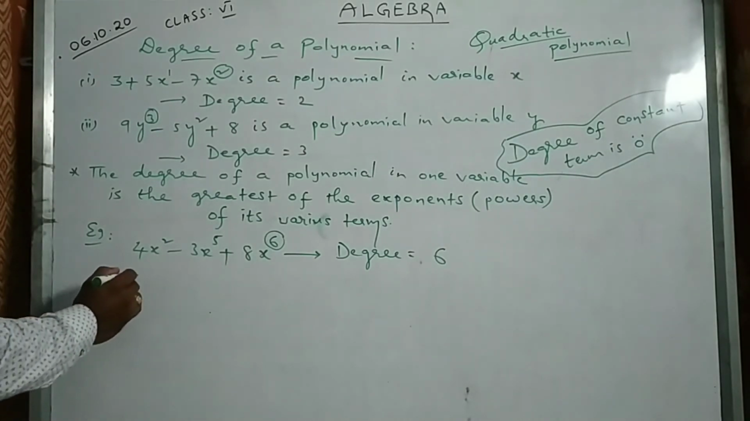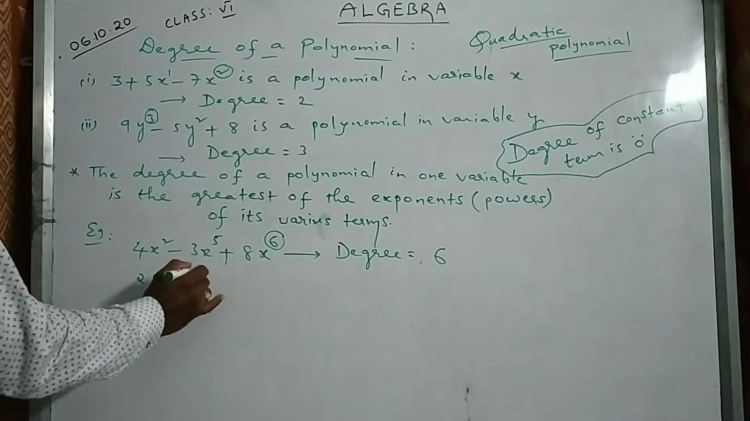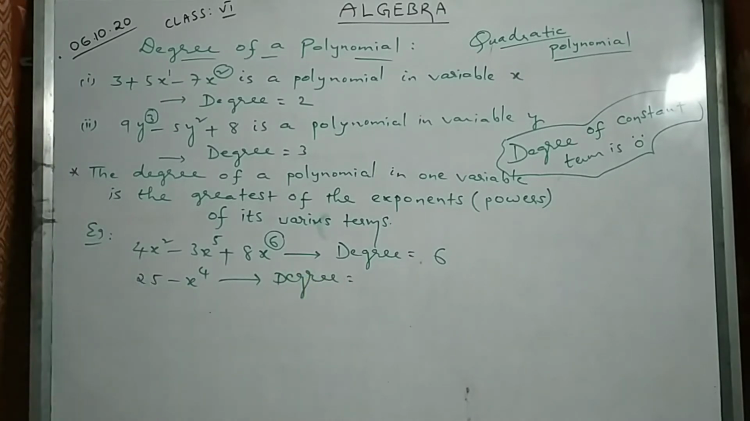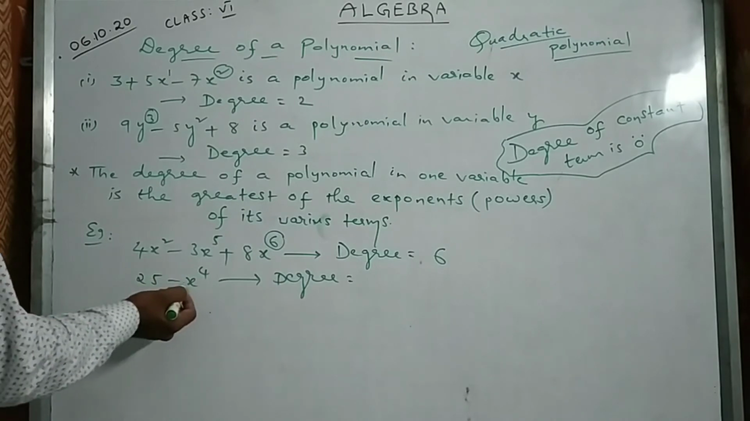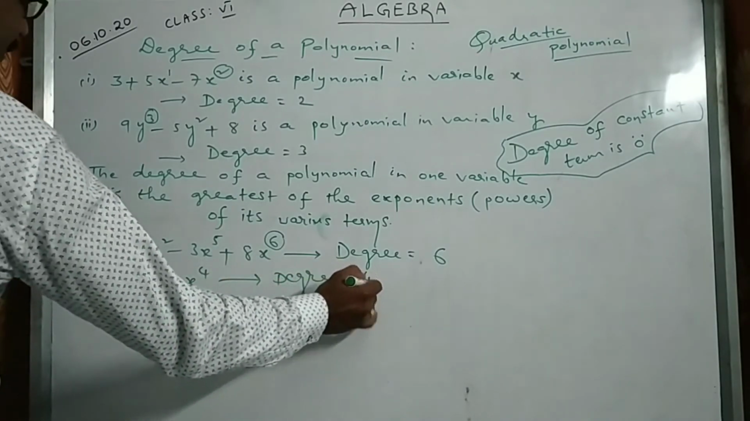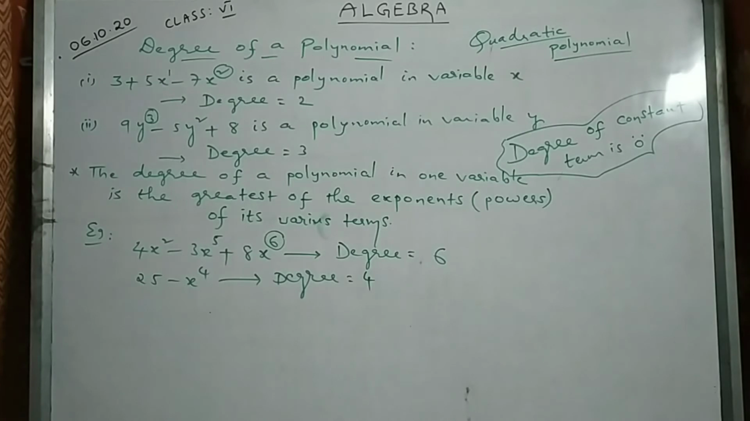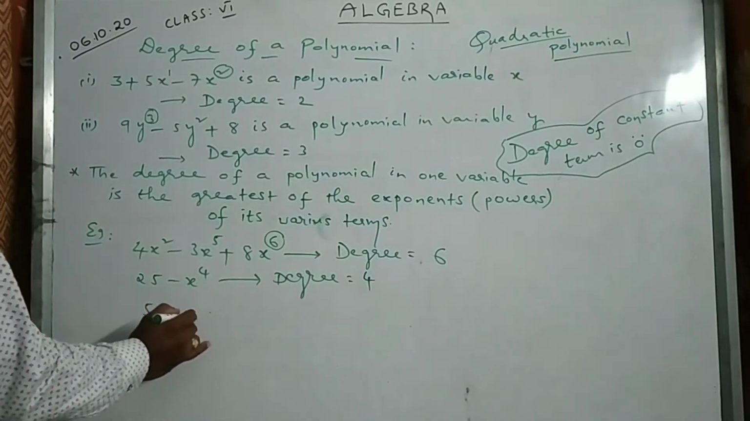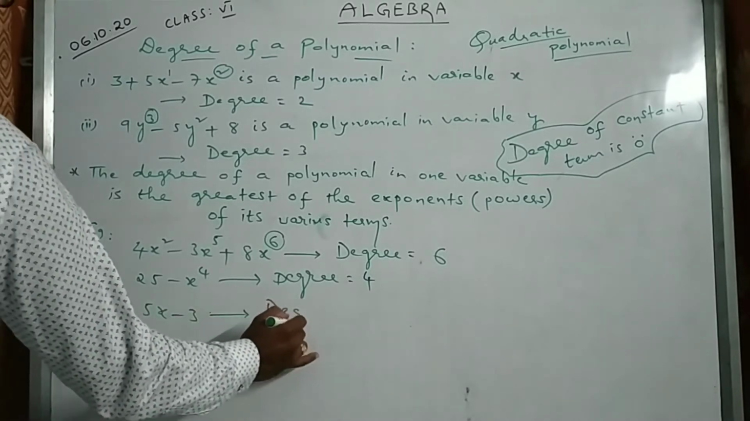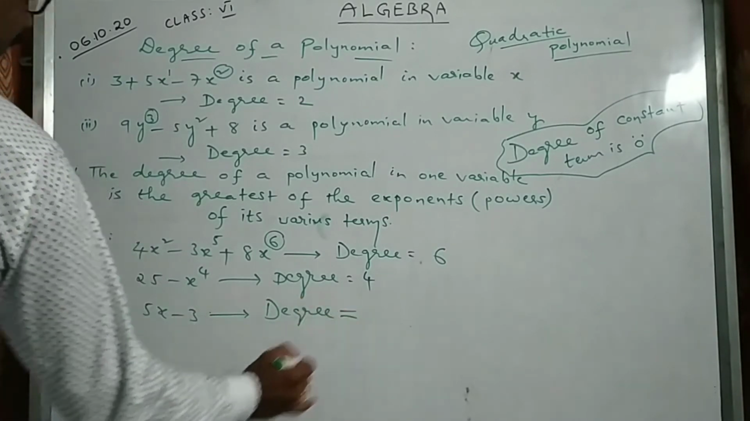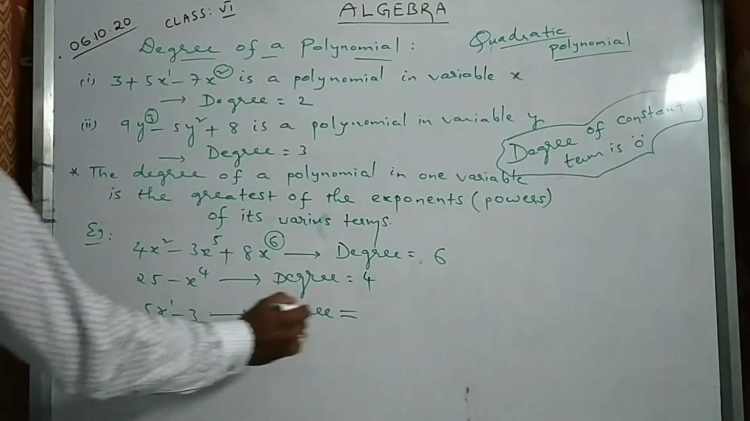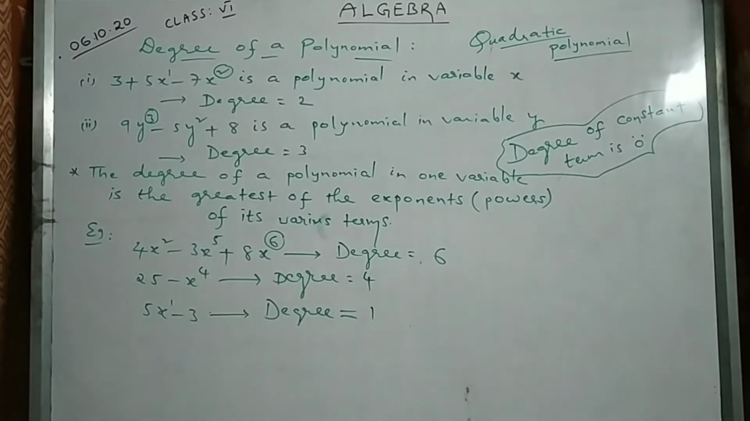So 25 minus x power 4. What is the degree? 25 minus x to the power 4. What is the highest variable x? Highest power is 4. That would be taken as degree. Okay. Next you can take 5x minus 3. What is the degree for this? X to the power how much we have? If there is nothing, 1. So degree is 1. Okay.